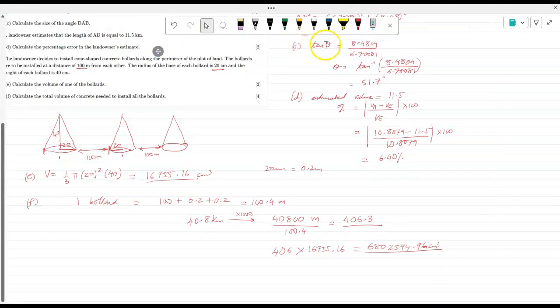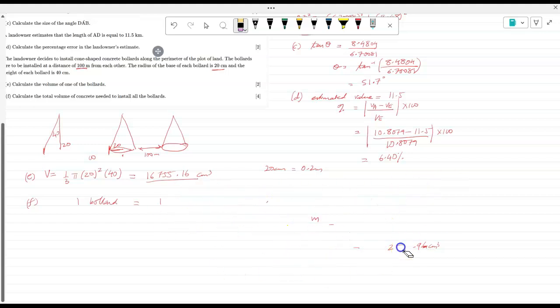Now here also they've taken this as a distance from center to center, which wasn't clear in the sum. The 100 is the distance from center to center. So the only thing that would change is you take 100 and divide by 100 basically. Because that 0.2 will go. So one bollard is 100.